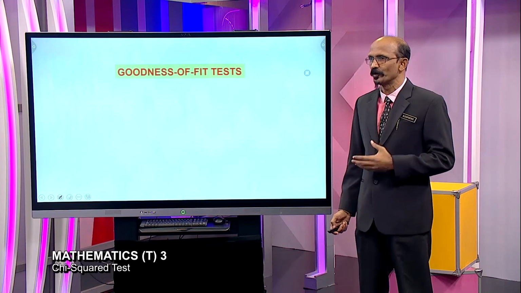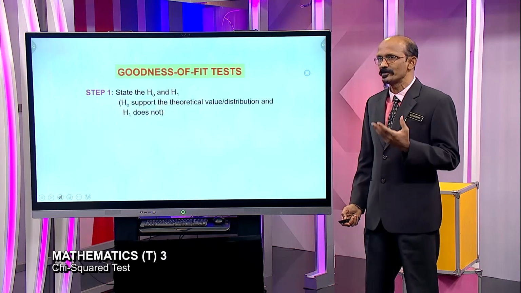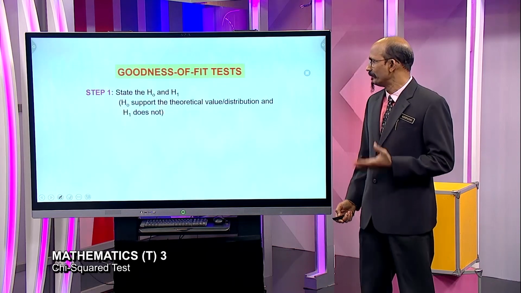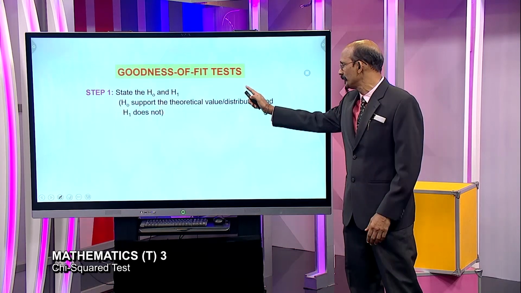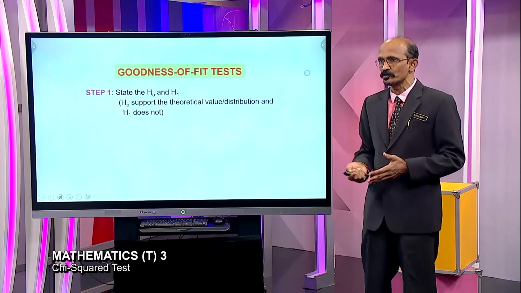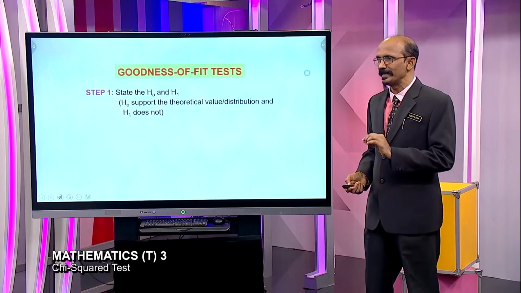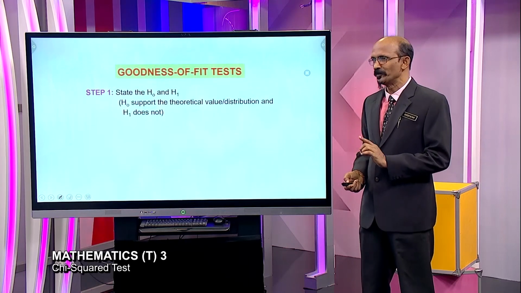Since this is a test, you have 6 steps. You follow the 6 steps, with only slight differences here and there. In step 1, we state H0 and H1. Here H0 refers to the theoretical value or distribution. That means the goodness of fit test is to test your distribution. H1 does not. That's all very easy. Here we don't have any symbols, only words.